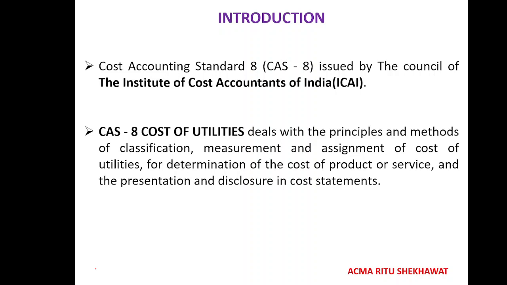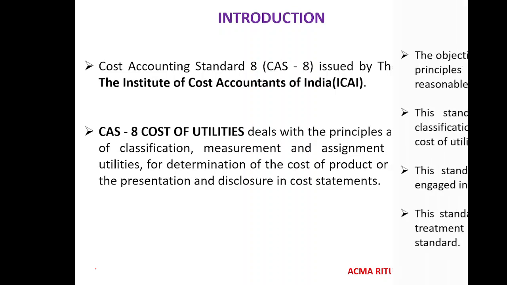With reference to CAS 8, one of the main points is that CAS 8 is not applicable to those who are manufacturing these utilities, like a power company. So this CAS 8 is not applicable to a power generating company. This CAS 8 is for those who are consuming or using these utilities in their production. For them it is a cost, because they are consuming it and using it for the final output. So for identifying that cost, Cost Accounting Standard 8 will be used.